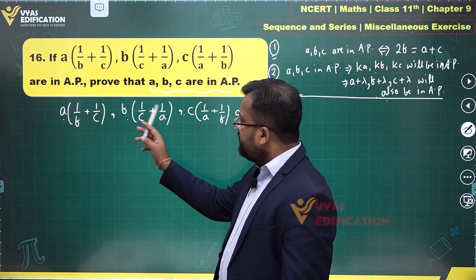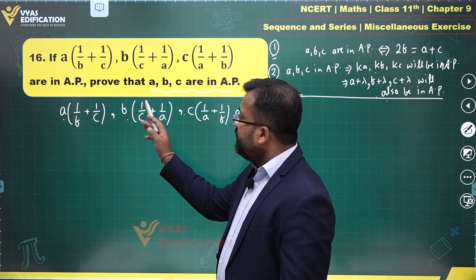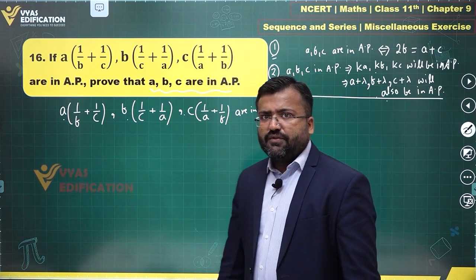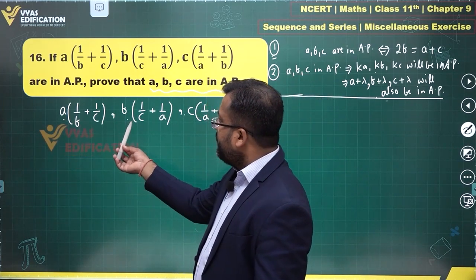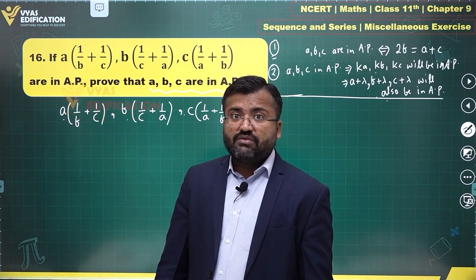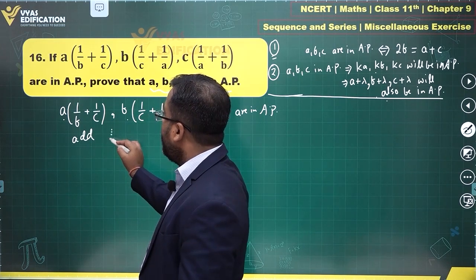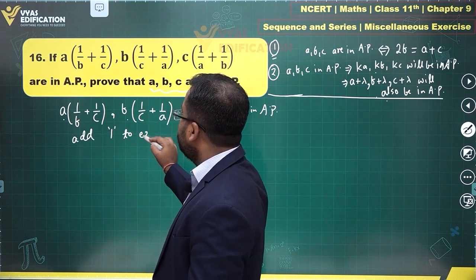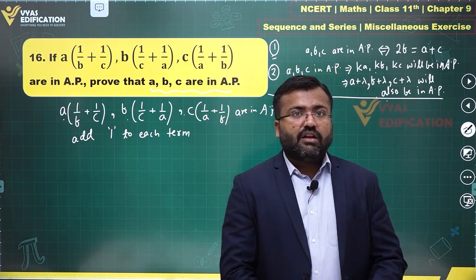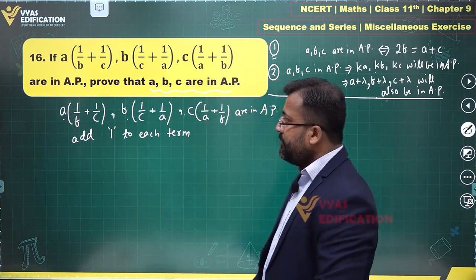Here also you can see B upon C, B upon A is there. B upon B is missing. Had there been B upon B, I would have taken B common, and 1 upon A, 1 upon B, 1 upon C will be present over here. Similarly, over here. So if creating A upon A, B upon B, C upon C, what are we doing? A upon A is 1, B upon B is also 1, C upon C is 1. So we can add 1 to all these terms. Add 1 to each term. The resulting sequence will still be an AP.